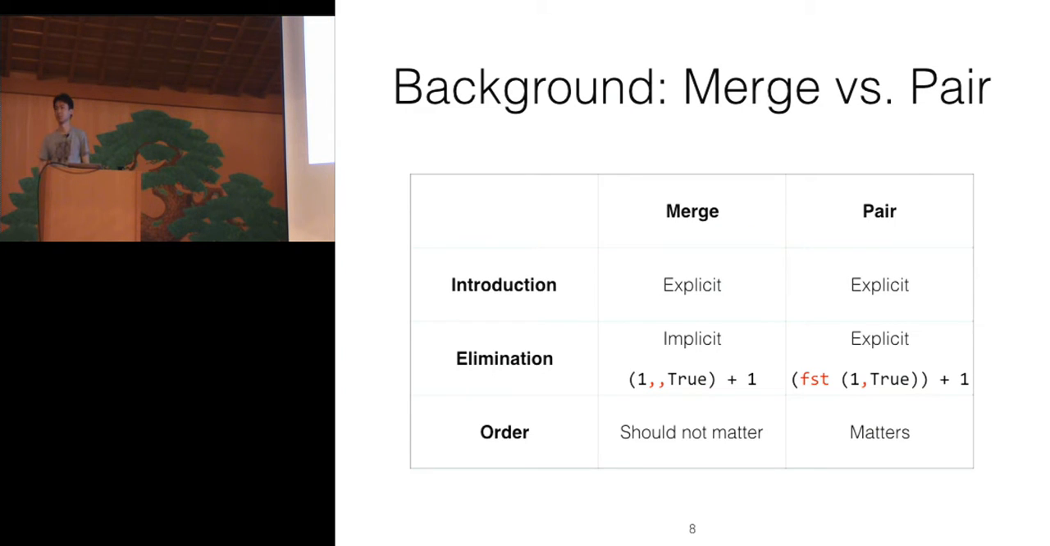So here's a quick summary comparing the merge and the pair. Introductions are the same, and elimination, if you have a merge, is more convenient to use than a pair. Also, in a merge, you shouldn't really care about the order of the components, whereas for pairs, you do.